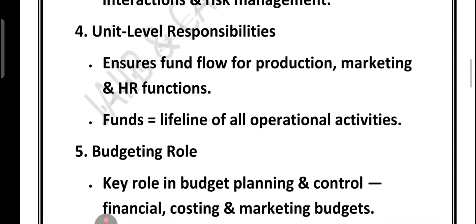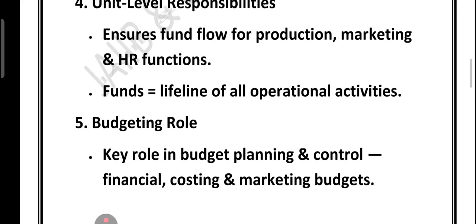Then we have the unit level responsibilities. At the company level, treasury ensures a smooth flow of fund for all the functions: production, marketing, and HR operation. Remember, funds are the lifeline of every organization. Without proper fund flow, even a profitable company can face financial trouble.